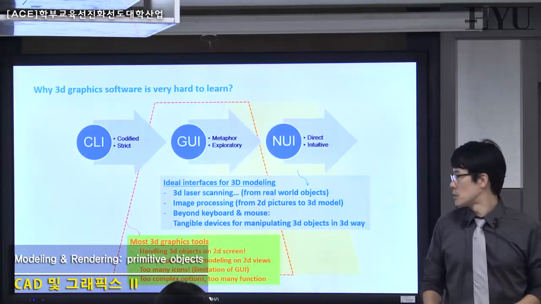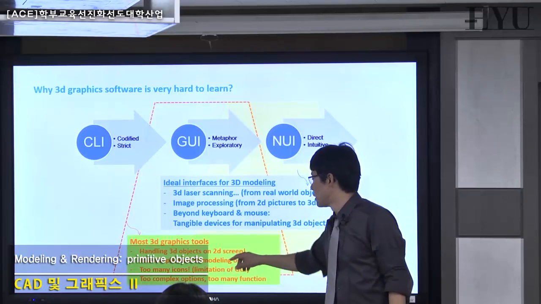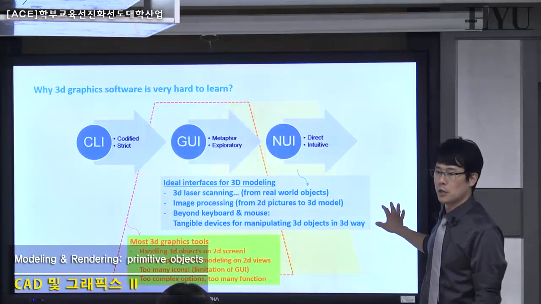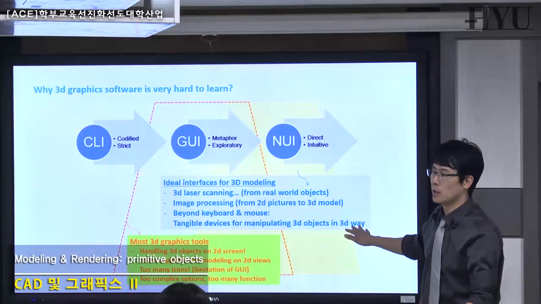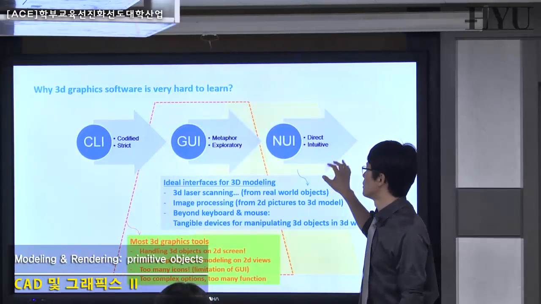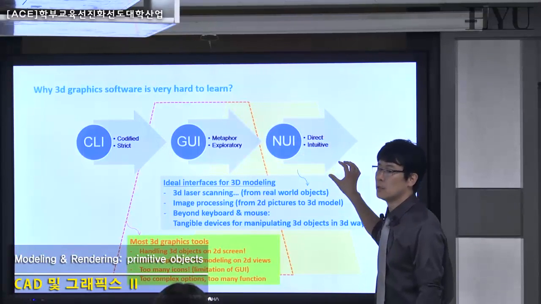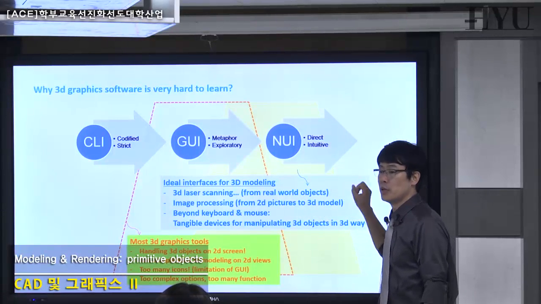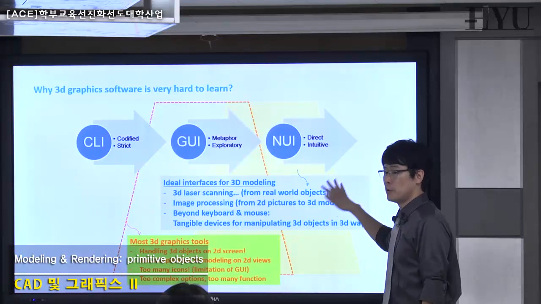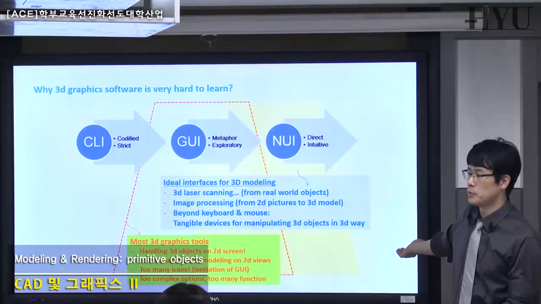Handling 3D objects on the screen. This screen is 2D, right? It's not a virtual reality environment, just 2D. But imagine there is a box in 3D. That is, we have to rotate, zoom in and out, and make top view, front view, left view, and so on.